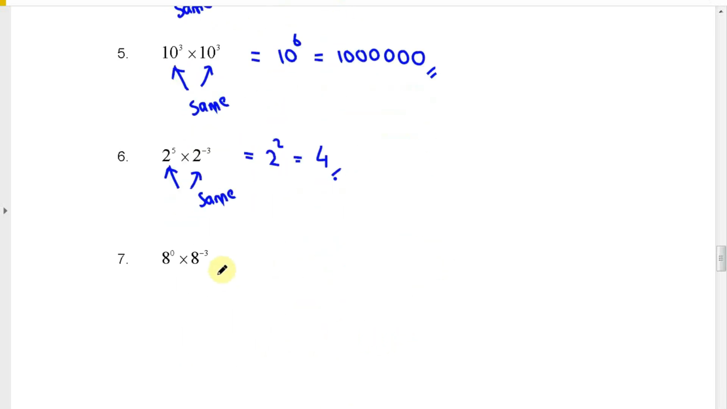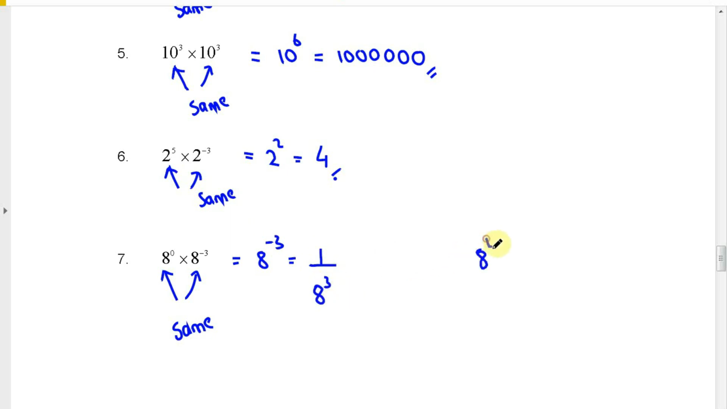Now, try number 7, and I'll give you the answer shortly. Let's have a look at number 7. 8 to the power 0 times 8 to the power minus 3. So are the bases the same? I have a base of 8 for both of these terms. So the bases are indeed the same. And we're multiplying, so we'll have 8 to the power. Since the bases are the same, let's add powers. 0 plus minus 3 is minus 3. And 8 to the power of minus 3, I've got a negative power. So that's the same as 1 over 8 to the power plus 3.